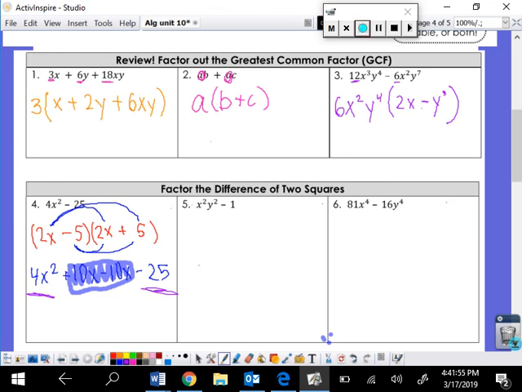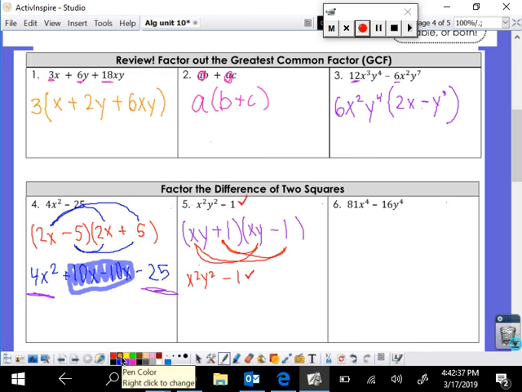Okay, so for number 5, the coefficient in front of x squared, y squared is 1. That is a perfect square. The square root of 1 is 1, so that's a perfect square, and all of our exponents are even. So we're going to write our 2 binomials, xy, 1, xy, 1, plus and minus. And that's our answer. Remember, xy times xy would give us the x squared, y squared. That'd be minus xy plus xy minus 1. So that matches the original.